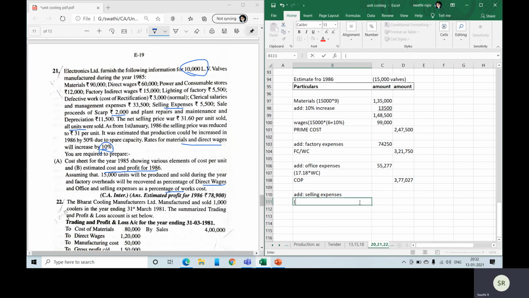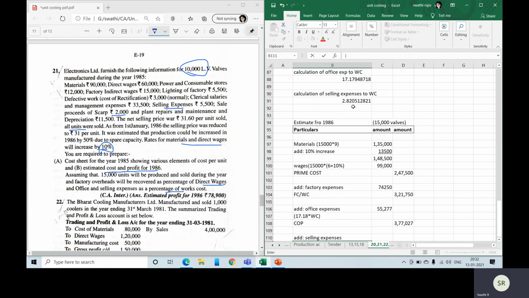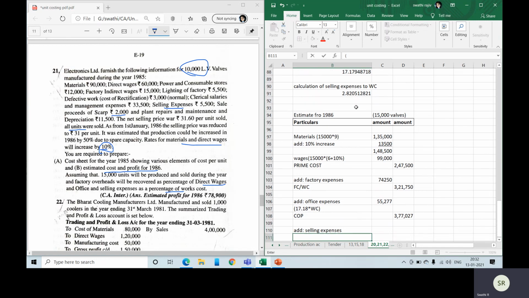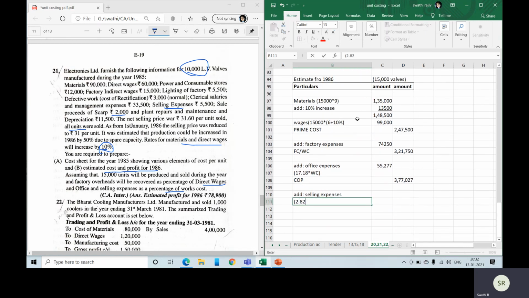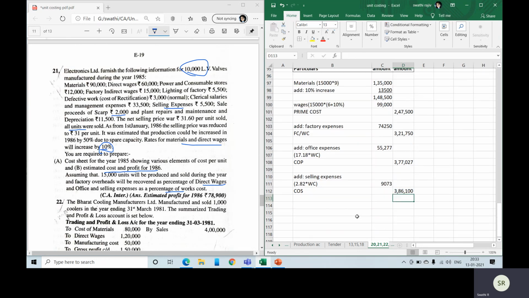Selling expenditure, what is the percentage? 2.82 I'll take it as. So it is 2.82 into works cost, and you will get the answer as 9073, rounding it up. After rounding off you will get this answer. Now cost of sales is going to be your cost of production plus selling expenditure, 3,86,100.